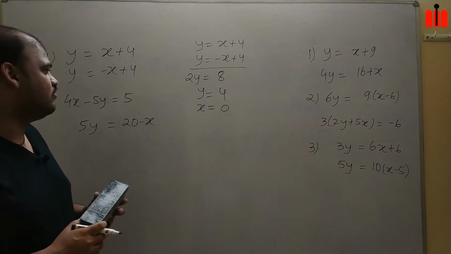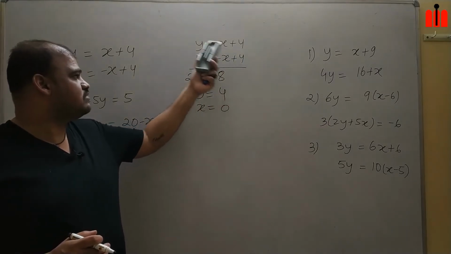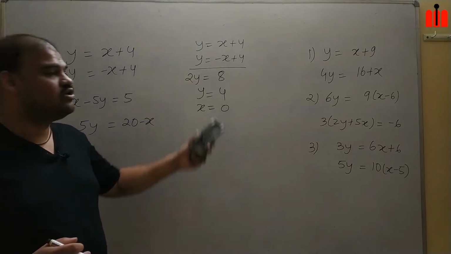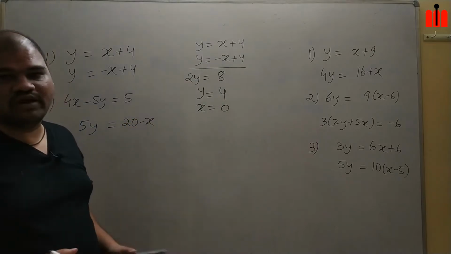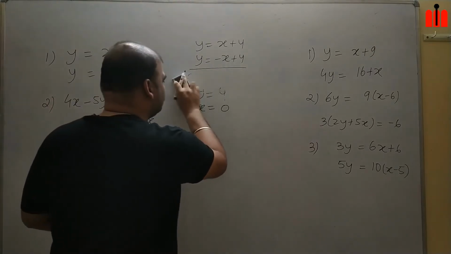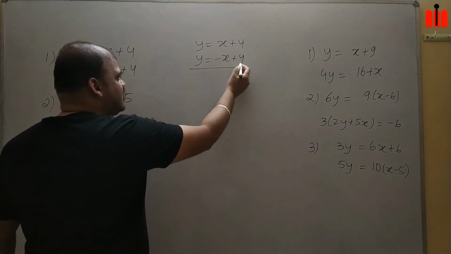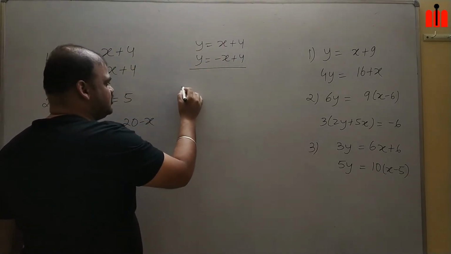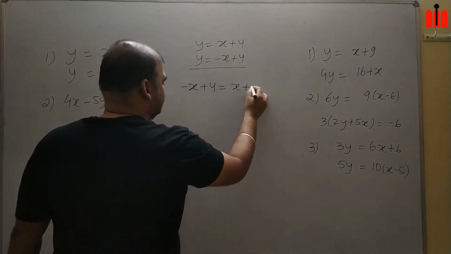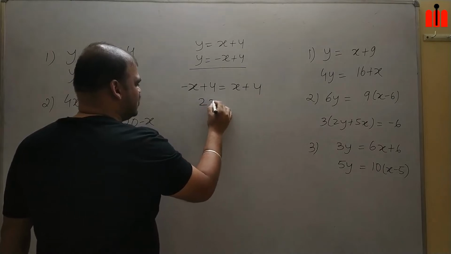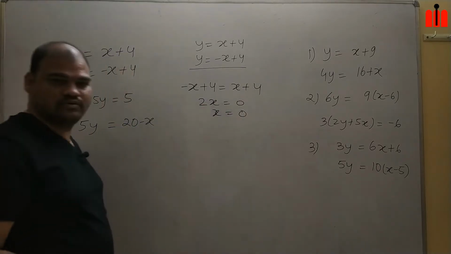Okay. Now substitution, how will you solve? You take y equal to minus x plus 4. One equation you got y equal to minus x plus 4. You substitute that y value over here. So I will do substitution now. y equal to minus x plus 4. I will substitute in the first equation. So minus x plus 4 equal to x plus 4. So you will get 2x equal to 0. So x will be equal to 0.